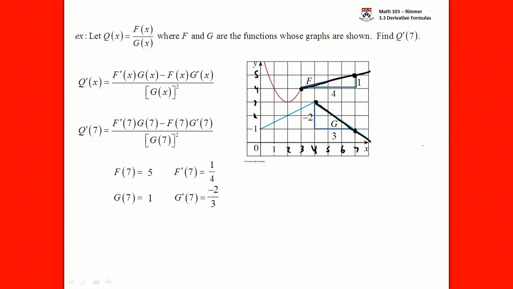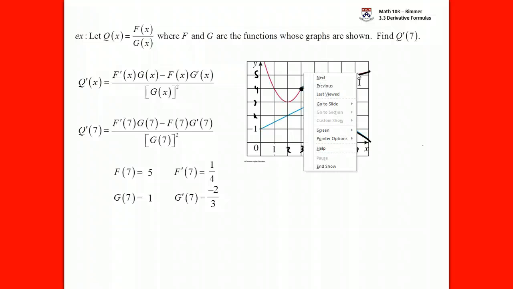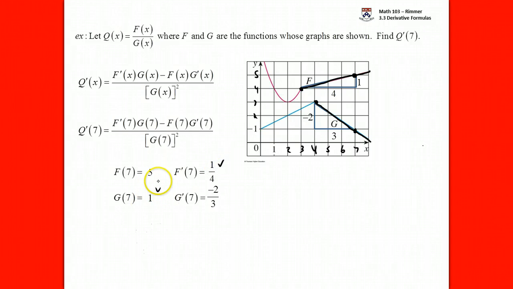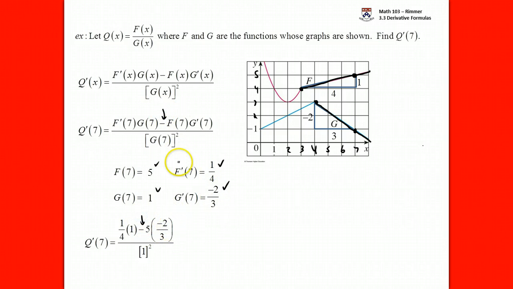Very good. All right, now you have all the players in the formula. Go plug them in. You have f prime of 7 supposed to be multiplied by g of 7. So I got this guy here, and I'm supposed to multiply by this guy. And then I have f of 7, I'm supposed to multiply by g prime of 7 with a subtraction sign in between. And thankfully, the denominator would just be 1 squared.